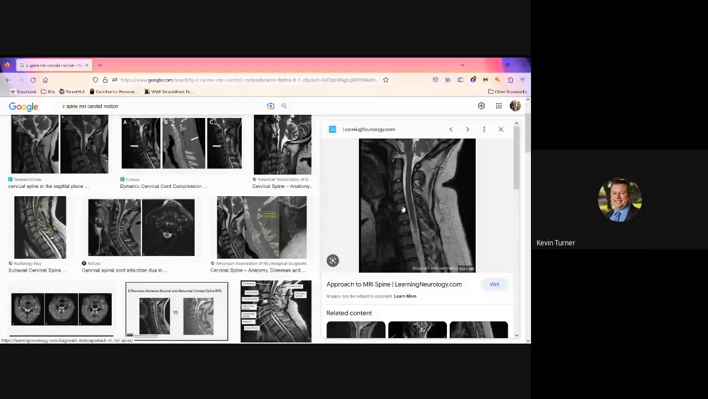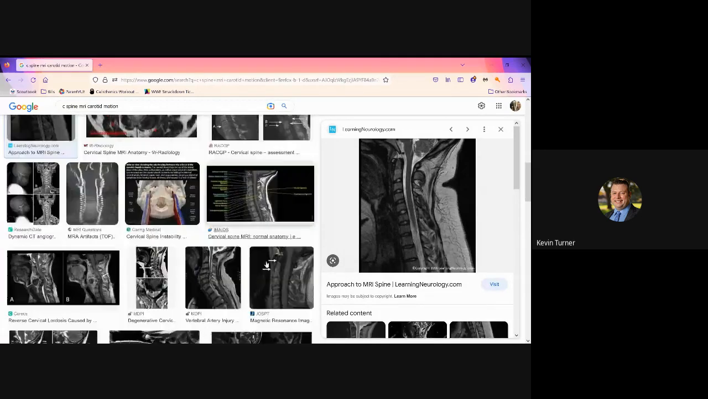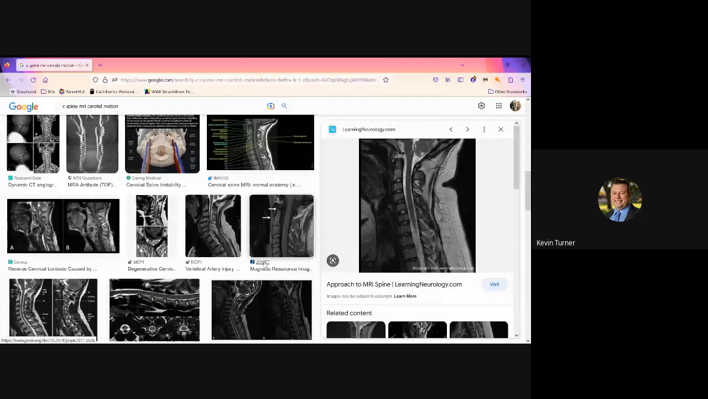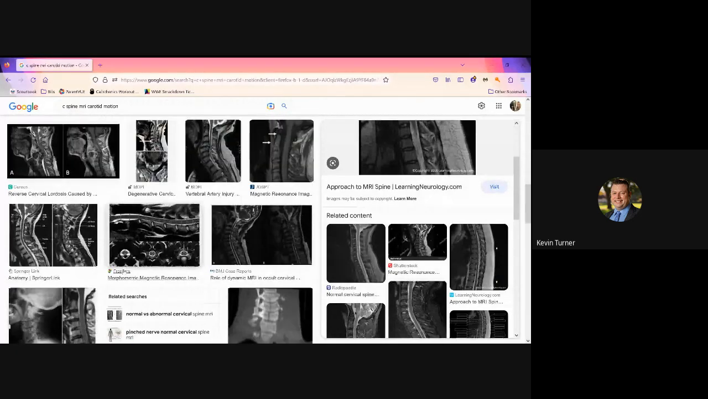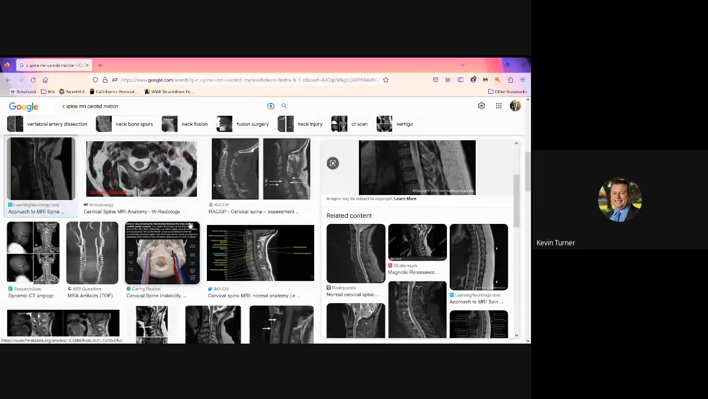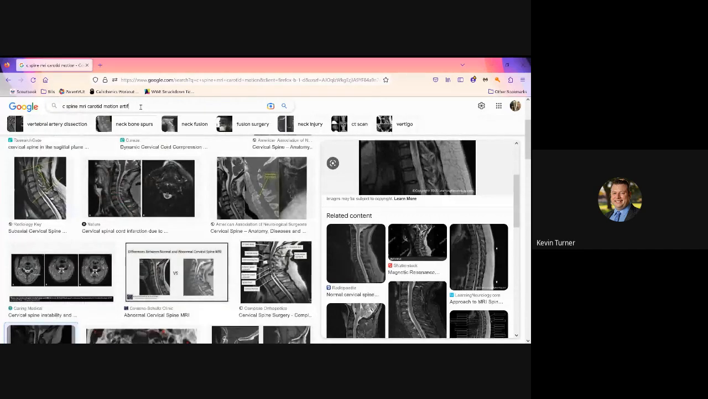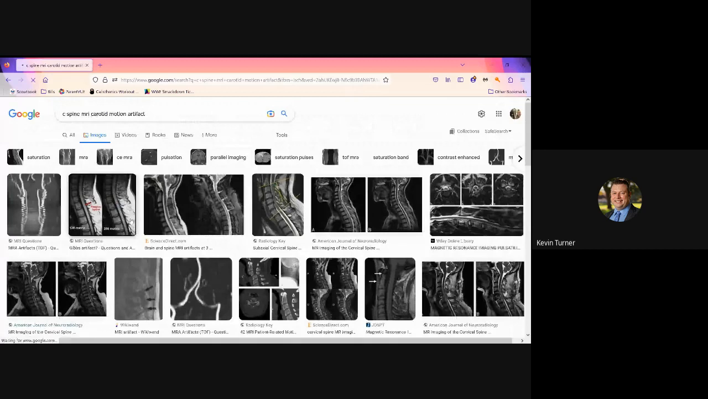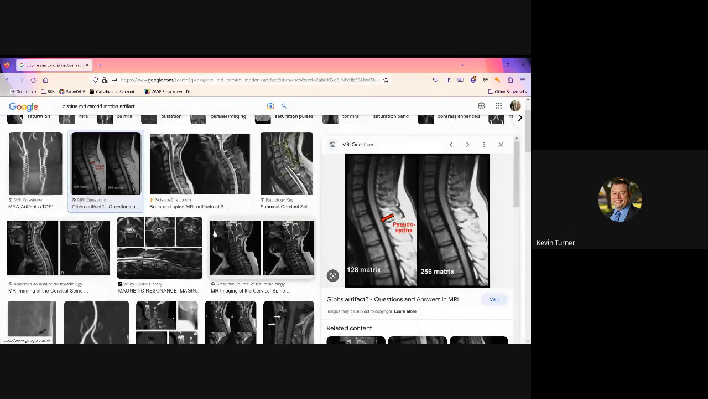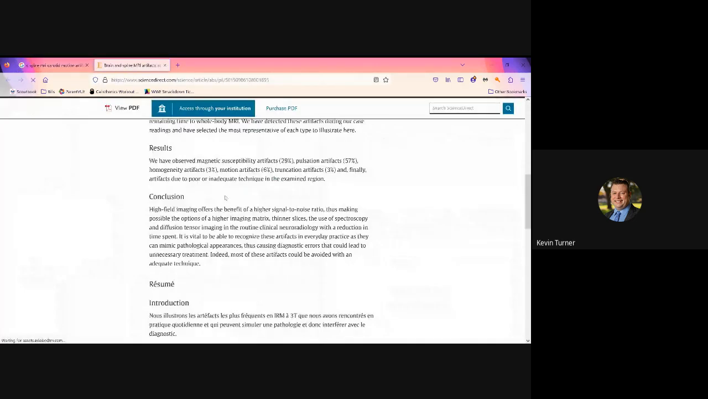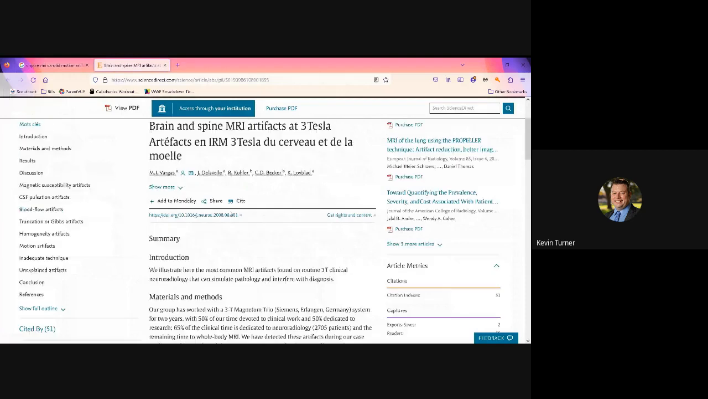So here is a case where there's flow motion. I don't know how well you can see that. It's not the worst flow motion. There's flow motion going across the spine. I don't think it's going to show up too well through Google Meet, though. That's Gibbs. That's not motion. Oh, there we go. Let's see if I can make this one bigger.